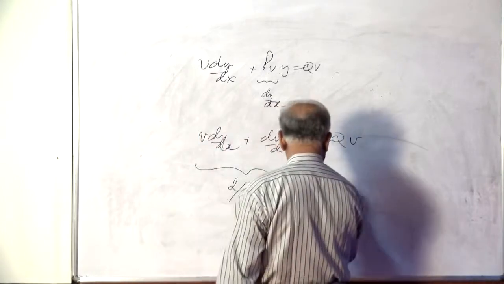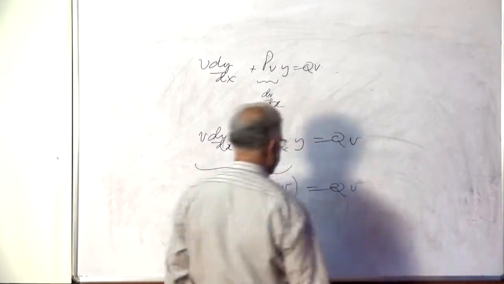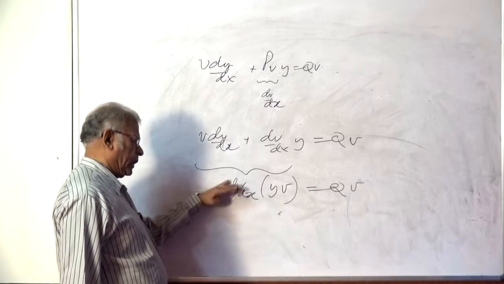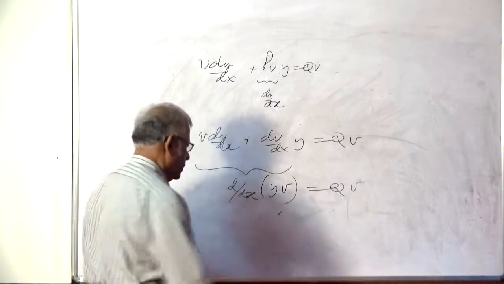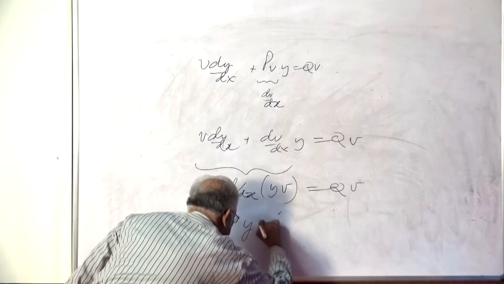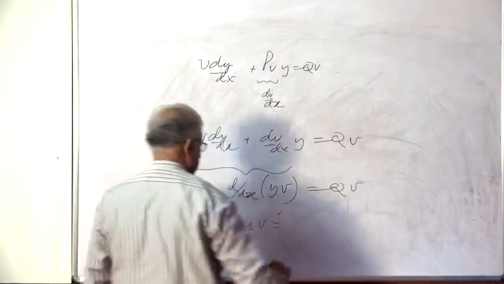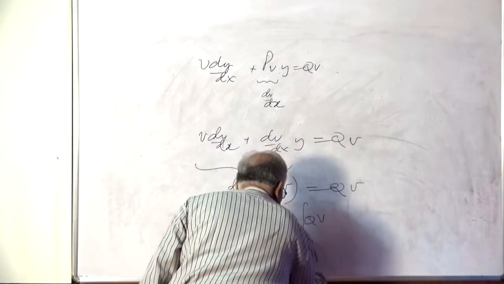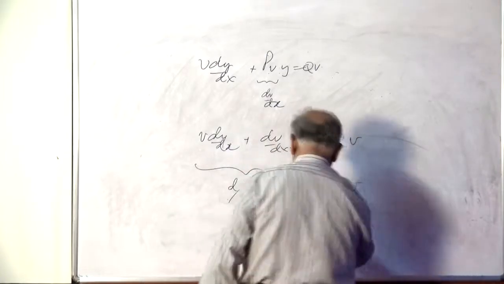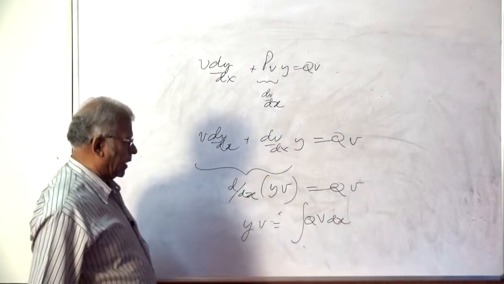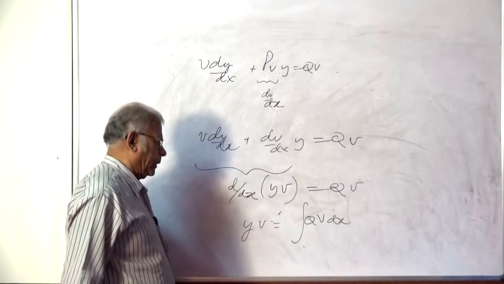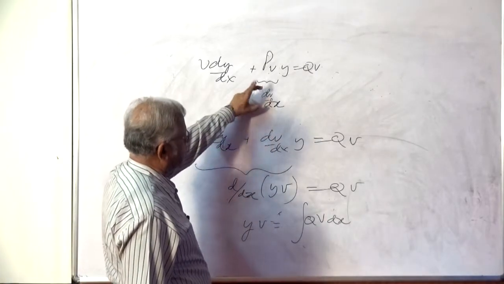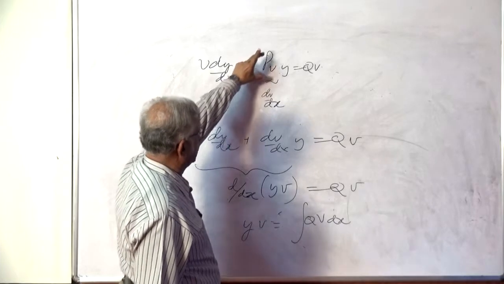And that can be written as QV. So we will see now the equation is transformed to d/dx of (YV) is QV. In other words, Y into V is equal to QV integrated with respect to X. That's fair enough, and that's perfectly all right. So now we will focus on what this means, choosing dV/dx as equal to PV.